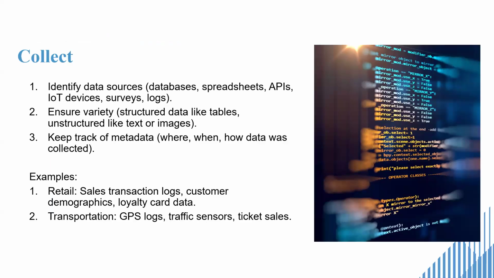So you should understand what the source was, when it was collected, was it from last year or was it 100 years ago, 50 years ago. So you should see whether the same impact of today existed on that day also or not. And how it was collected is also important for you. For example, retail sales transaction logs, customer demographics. Where is it? Is it in Kabul? Is it in Herat? Is it in Mazar? Loyalty credit data. Also in transportation: GPS logs, traffic sensors, and ticket sales. So these are things you should identify when you are collecting your data.